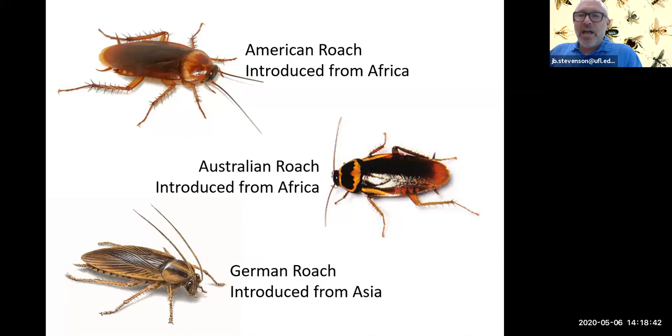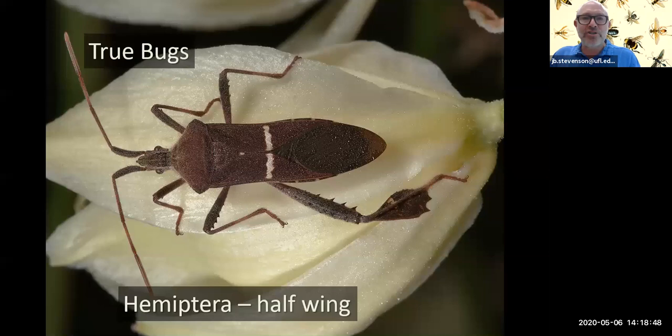Okay, moving on. This is why we don't refer to insects as bugs, because there is a group of insects that are actually the true bugs, the hemipterans, which means half wing. And like the beetles, one of their wings is not used in flight. The other wing is. So it only uses half of its wings. Simplifying that a little bit, but it's kind of what it means.